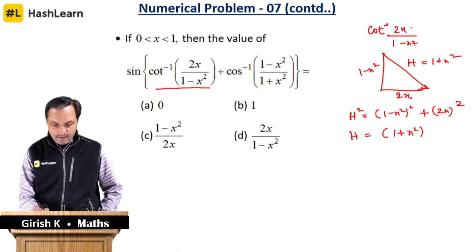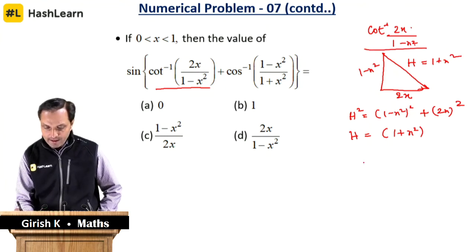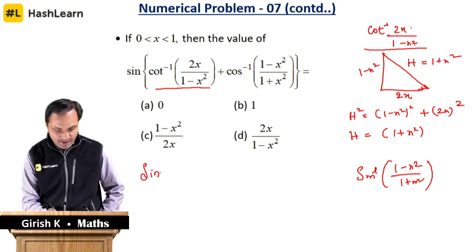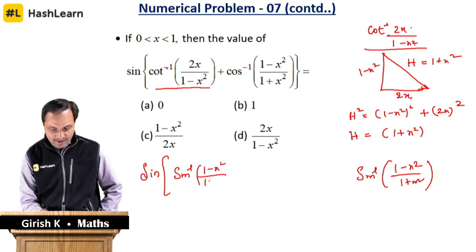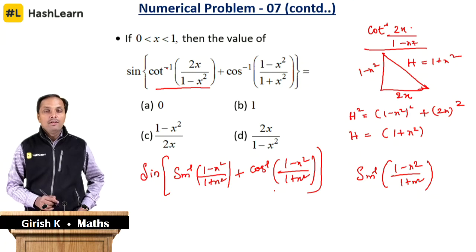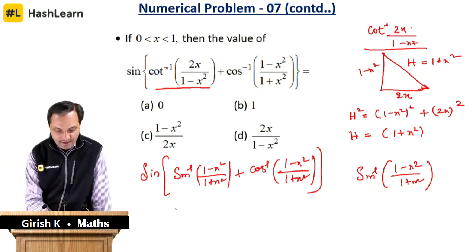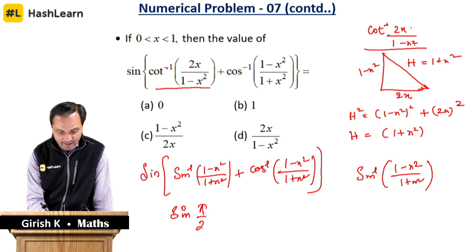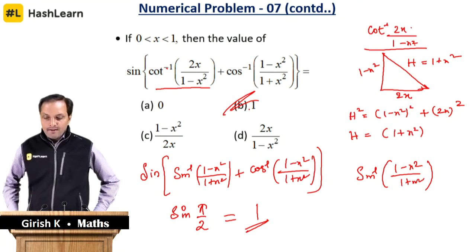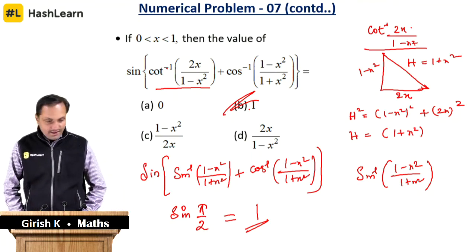So what is cot inverse equivalent in the form of sine inverse? You know that sine inverse will be 1 minus x square by 1 plus x square. So the problem can be written as cot inverse is nothing but sine inverse equivalent, and this is cos inverse 1 minus x square by 1 plus x square. So you know the simple rule, sine inverse something plus cos inverse of same thing is always 90. So that should give you sine 90 as 1, which is option B. Option B is the answer.